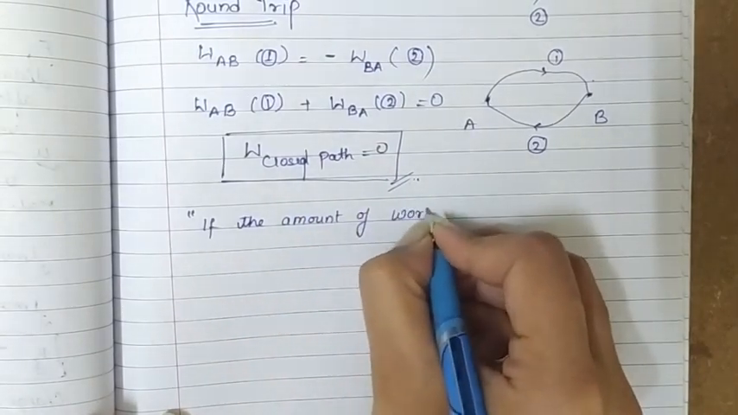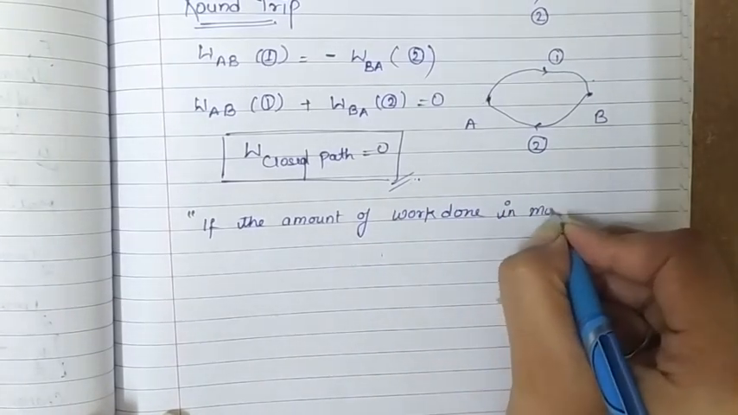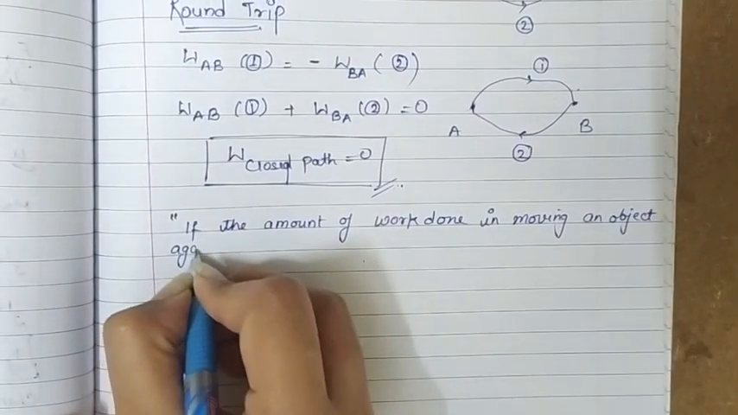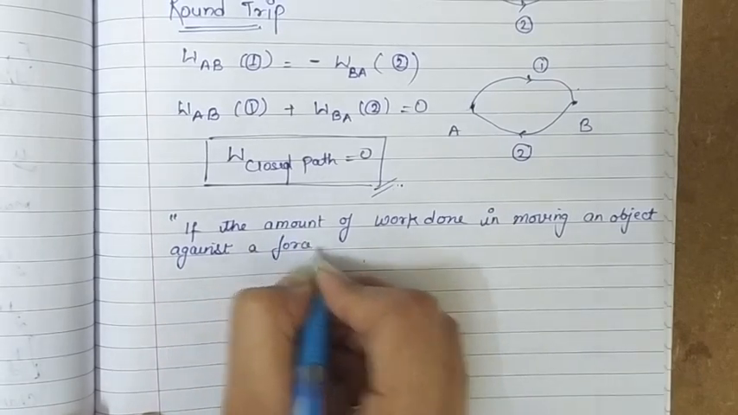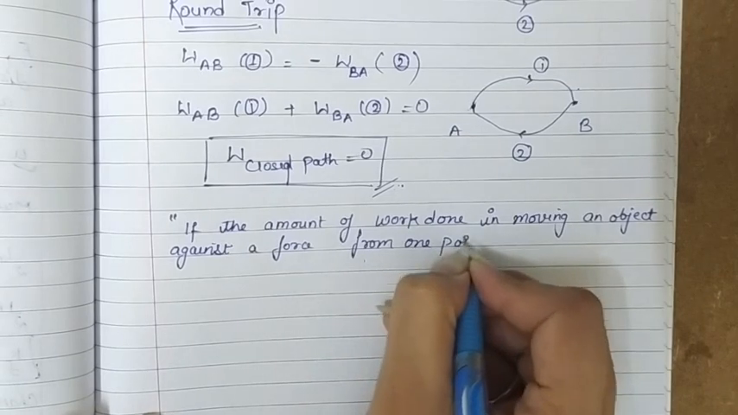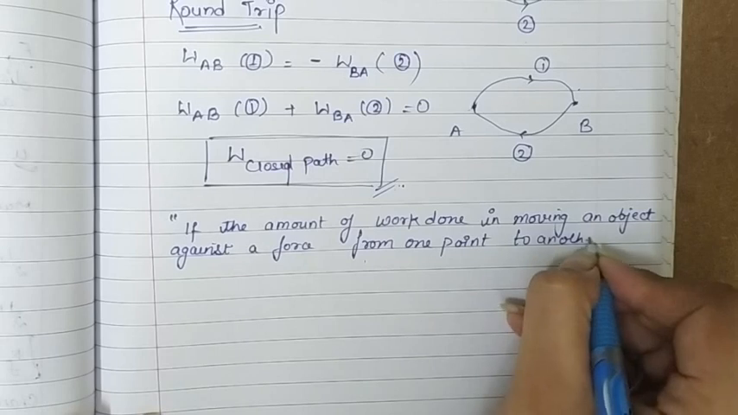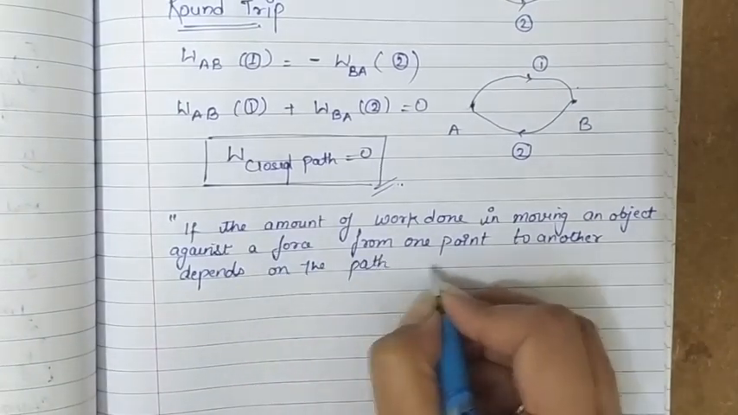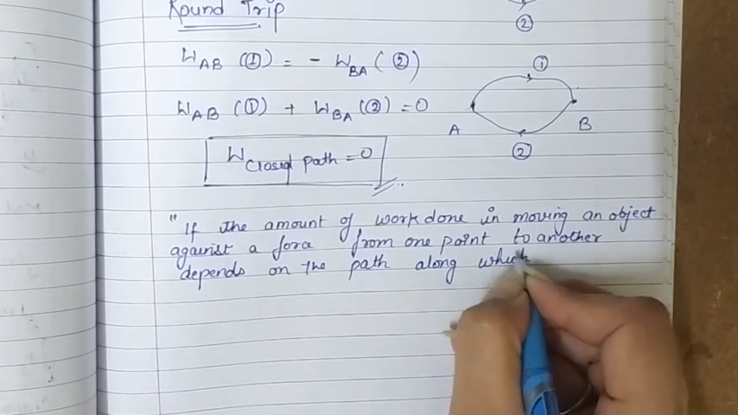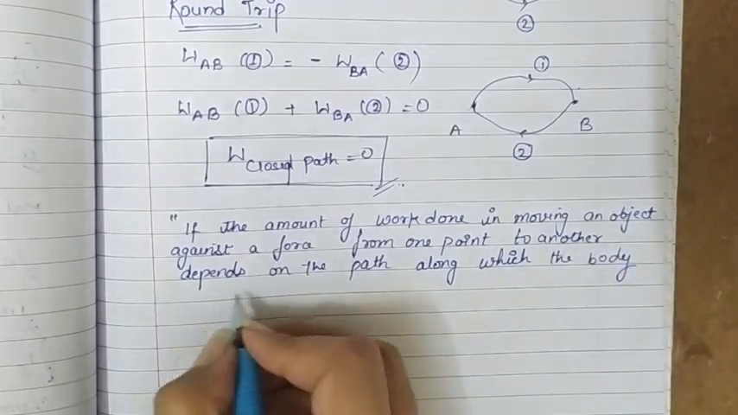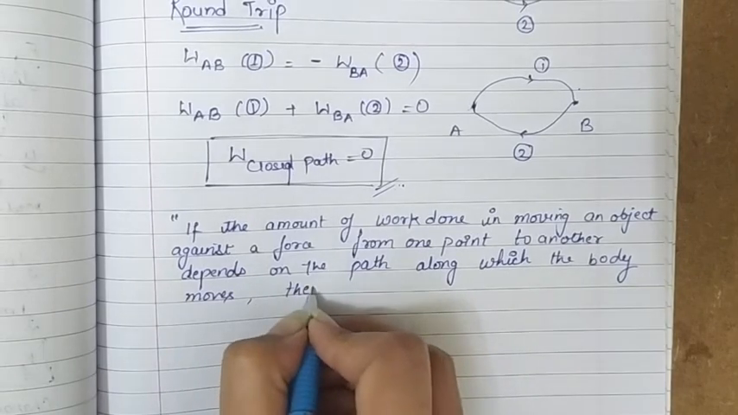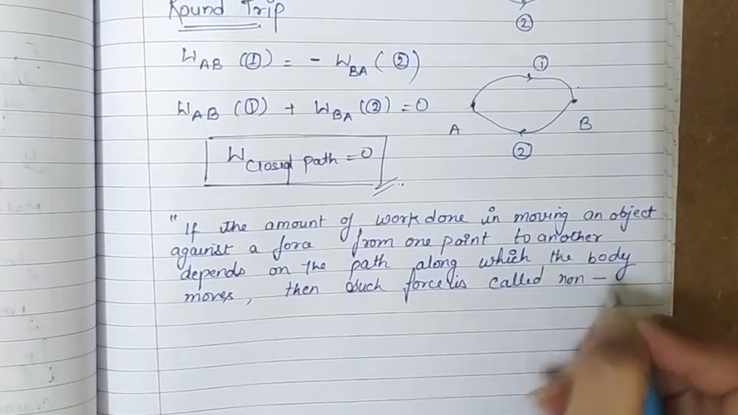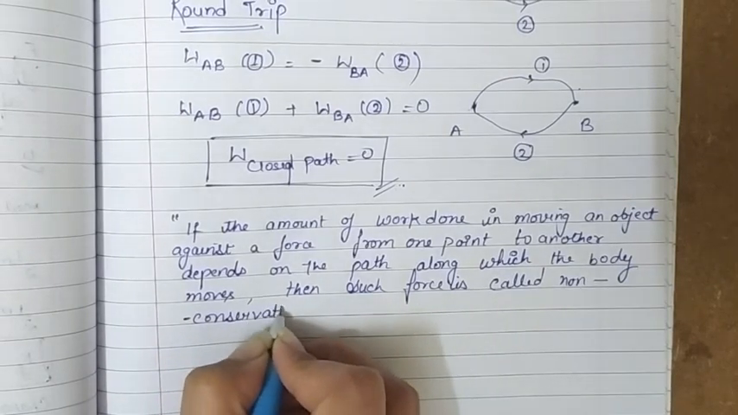Okay, so the definition for non-conservative forces is: if the amount of work done in moving an object against a force from one point to another depends on the path along which the body moves, then such force is called non-conservative force.